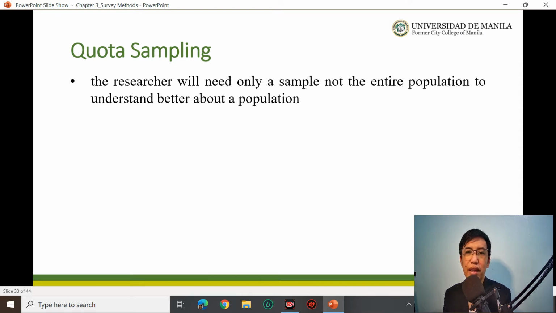Okay? The researcher will need only a sample, not the entire population, to understand better about a population. But again, the quota or the number of those representations is not representative of that population. O say for example, 1,000 yung population, tapos ang quota mo ay 100 lang. It's not a representation of that 1,000 students or respondents. Okay.